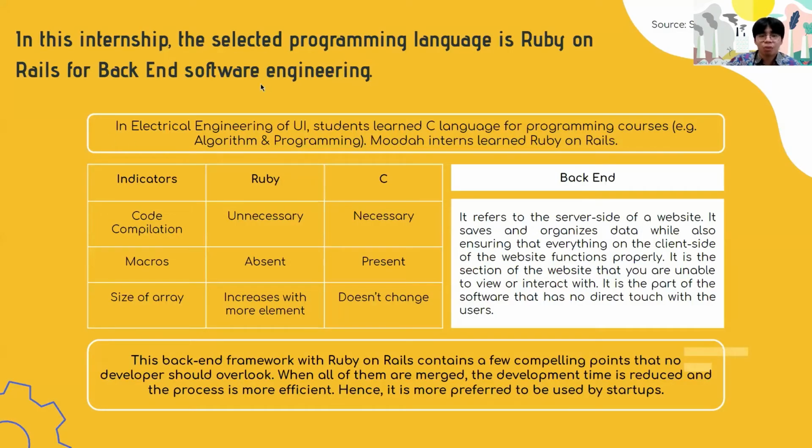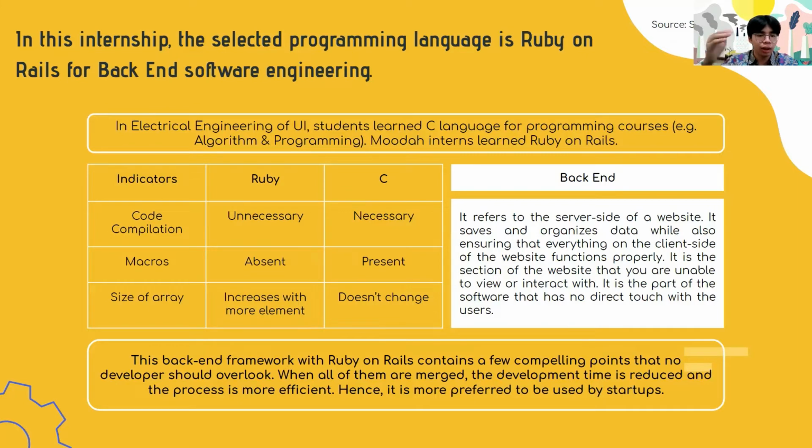In this internship, the selected programming language is Ruby on Rails for back-end software engineering. As you all may know, in electrical engineering at UI, students learn the C language for programming courses, for example algorithm and programming, while Mudah interns learn Ruby on Rails. Students learn C because it's very easy and a lot of people use it. But Ruby is definitely targeted at startups instead of students.